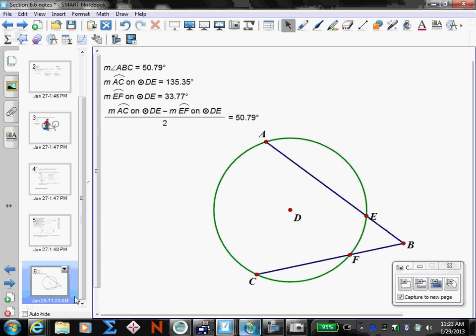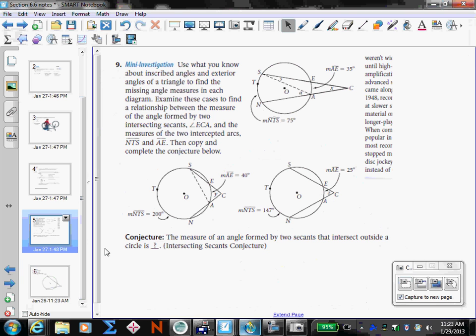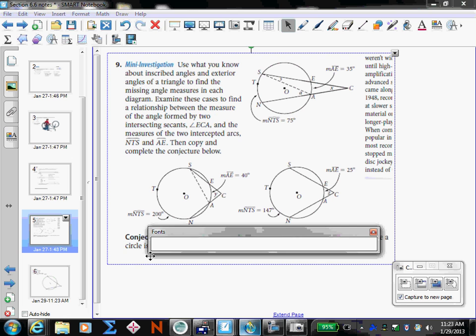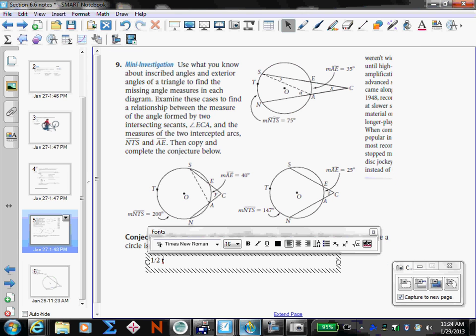So let's look at our conjecture. The measure of an angle formed by 2 secants that intersect outside a circle is 1/2 the difference of the larger arc measure and the smaller arc measure.